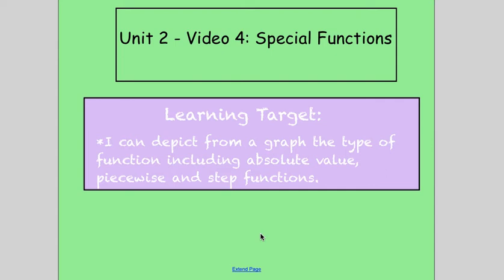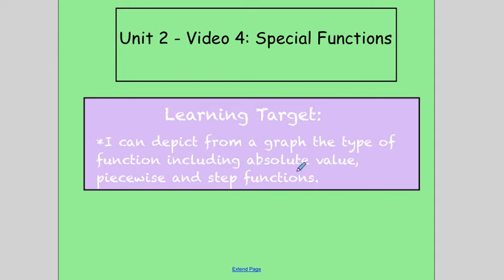The learning target for today is that you can depict from a graph the type of function, including absolute value, piecewise, and step functions. So before we go ahead and get started, I just want to look at the names of these and give you a visual of what each function should look like.